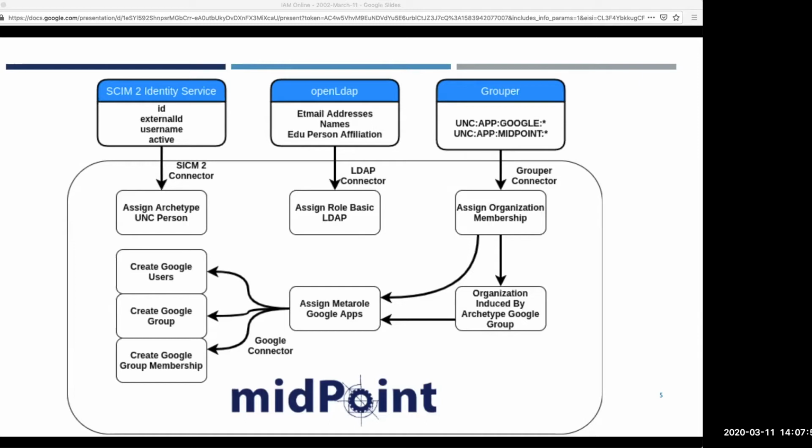And then we use an archetype that it induces from those memberships and applies a meta role that then results in the publishing of data to Google. So the archetype is a little bit of a new component of Midpoint, and using it is proving interesting. It's a little bit complex and a little bit new to everyone, but it does allow you to sync these items between these organizational memberships and apply what Midpoint calls meta roles that in turn make assignment decisions into Google.